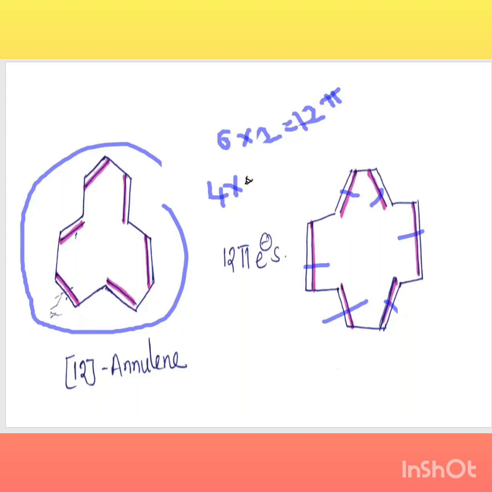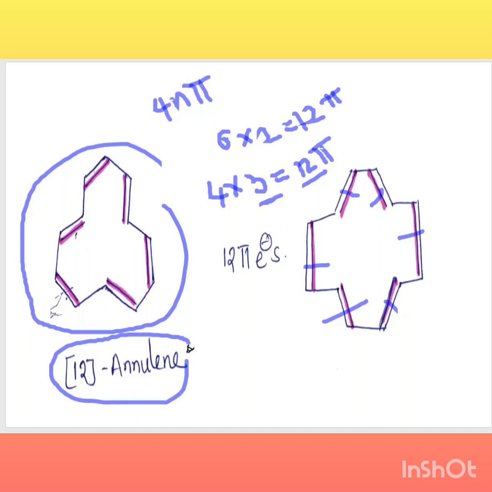Directly we will get the 12 pi electrons. Is the 4n pi rule being followed or not? Yes, it is following the 4n pi rule. When n is substituted as 3, we will get 12 pi electrons. So 12 pi electrons is called a 12 annulene. Here the 12 shows the number of electrons. Okay, 12 annulene.